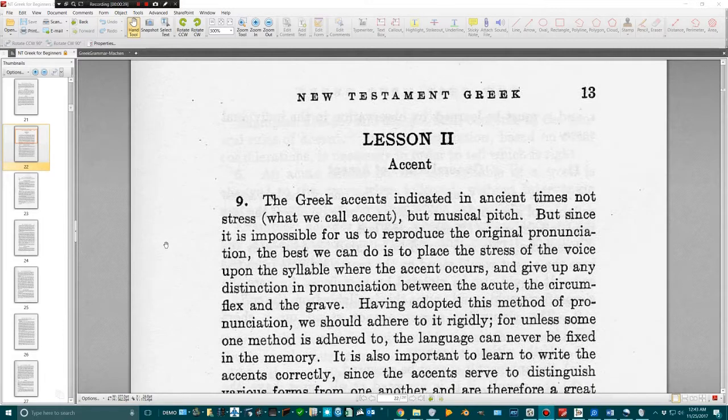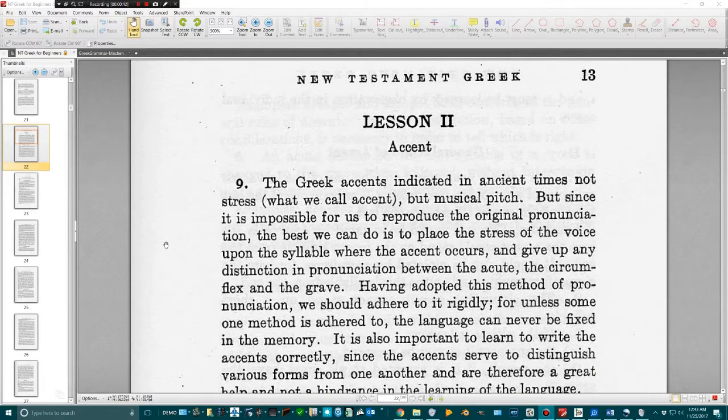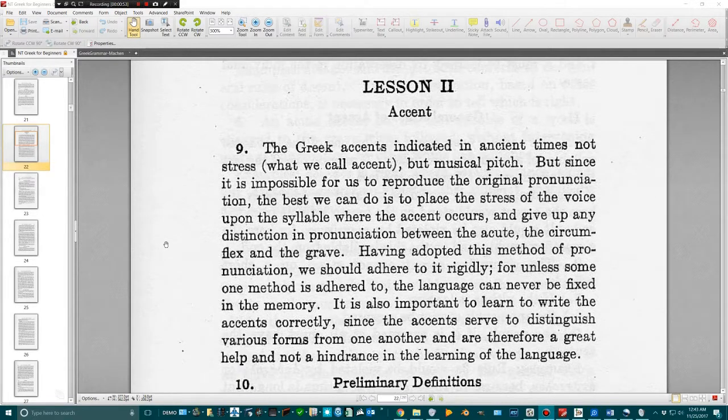Having adopted this method of pronunciation, we should adhere to it rigidly, for unless one method is adhered to, the language can never be fixed in the memory. So do you understand what J. Gresham Machen is saying here? These rules are designed to fix the Greek language in your memory. That's very, very good. So, having adopted the method of pronunciation, we should adhere to it rigidly, for unless one method is adhered to, the language can never be fixed in the memory.